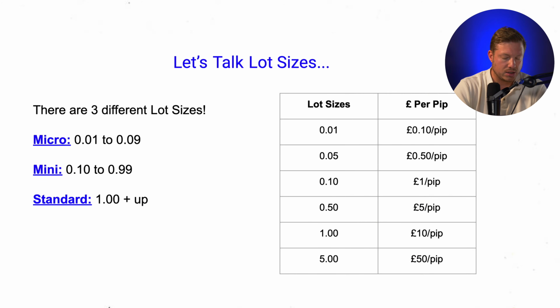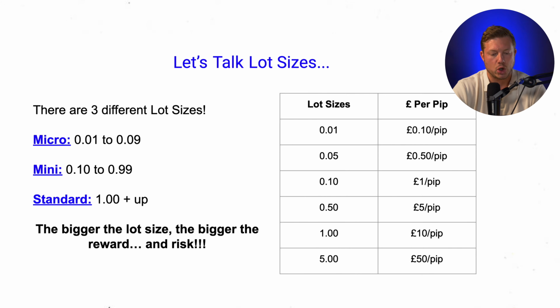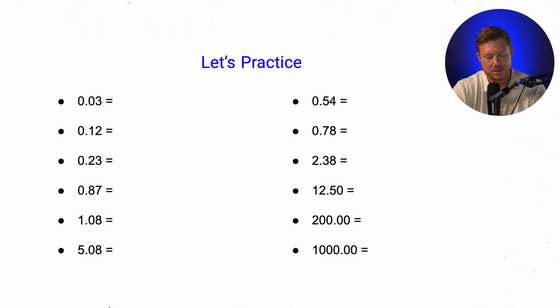And then you've got standard, which is 1.00. That's £10 and up. So you can see on the right-hand side there, if it was 5.00, it'd be £50. If it was 0.5, it'd be £5 per pip. If it was 0.05, it'd be 50 pence per pip. So this is how we understand the game in this. The bigger the lot size, the bigger the reward, and also the bigger the risk at the same time.